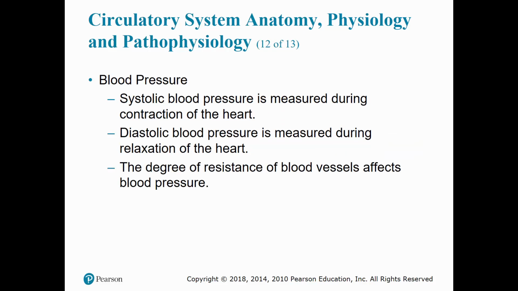Now, blood pressure is the amount of pressure exerted against the arterial wall during circulation. A smaller sized vessel offers greater resistance, thus resulting in a higher pressure. Thus, vasoconstriction increases vessel resistance and blood pressure.